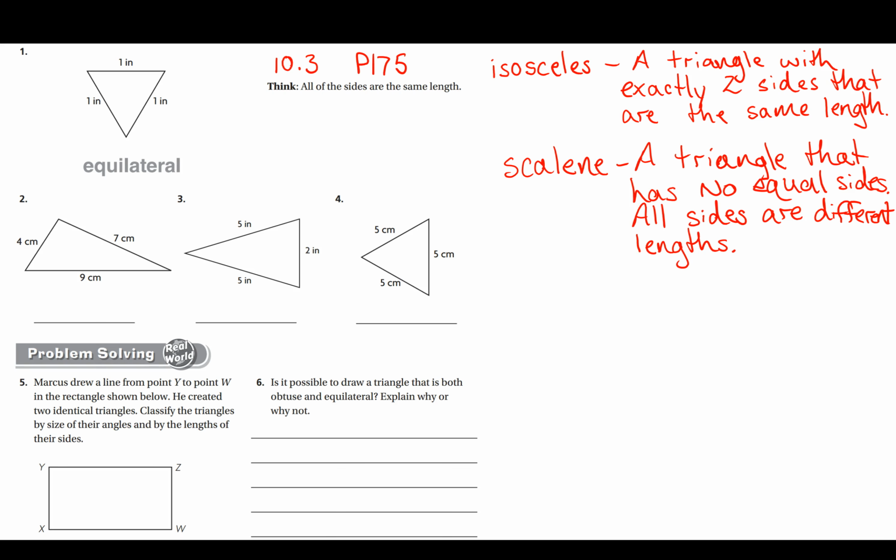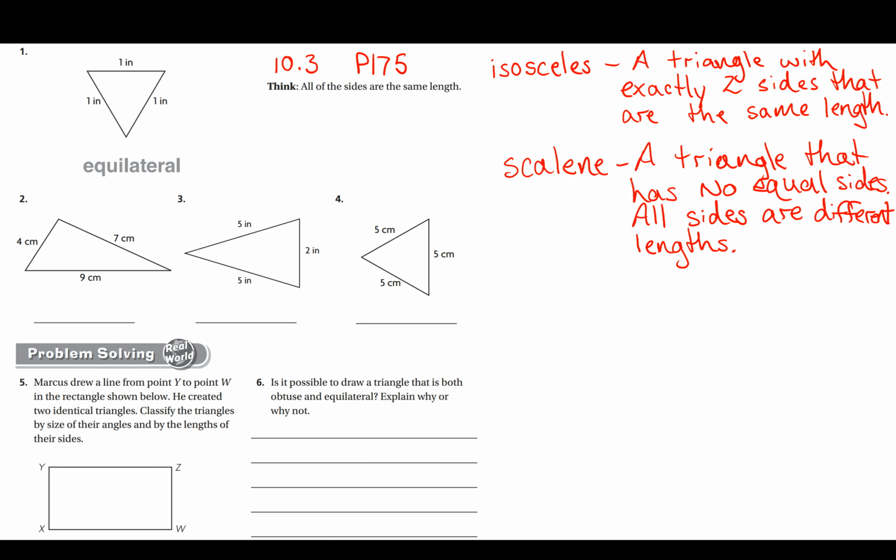Think about it as any given triangle can have a first name and a last name. You can give it a name based on its angles, and you can always give it a name based on the lengths of its sides as well. Today we're going to focus on naming a triangle by the lengths of its sides.